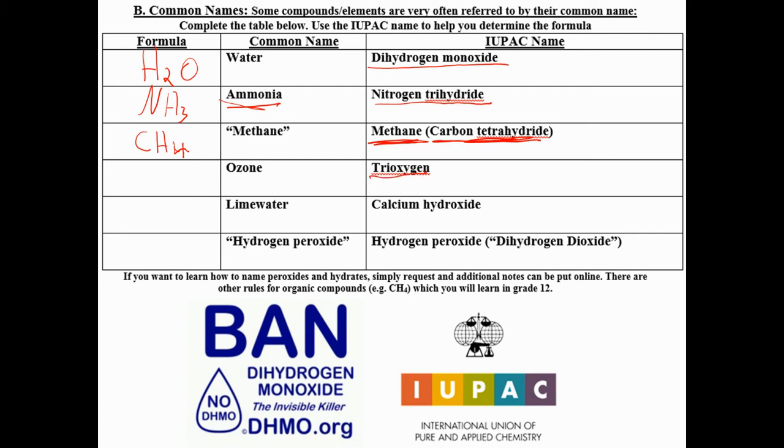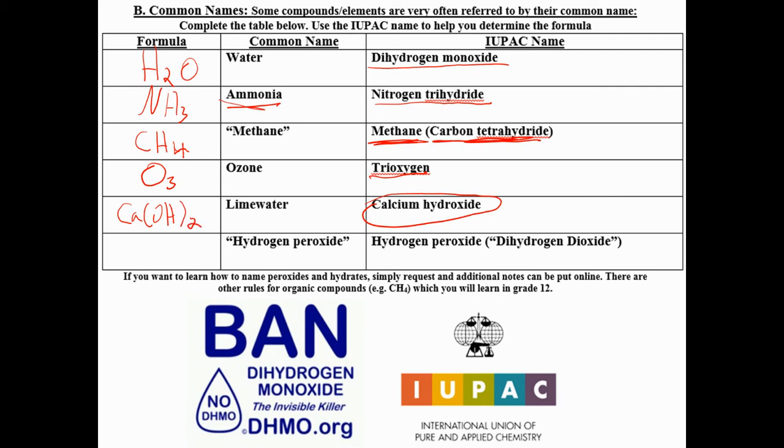Trioxygen, you can probably guess the formulas by now, is ozone, a common name, and you can put that in a chemical reaction, ozone. Calcium hydroxide, lime water. In a chemical reaction, I'd actually prefer you just put calcium hydroxide, but oftentimes in labs, you'll see add lime water to this. And what is that? Well, it's a solution of calcium hydroxide.